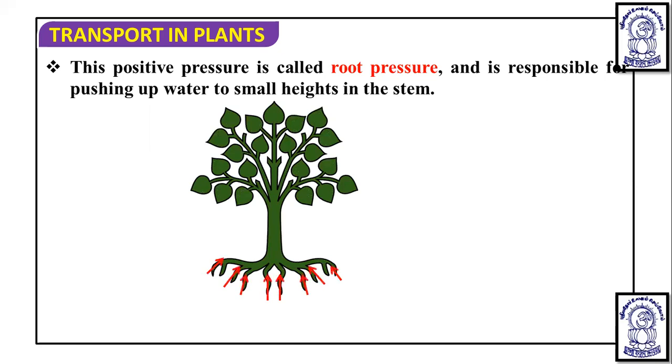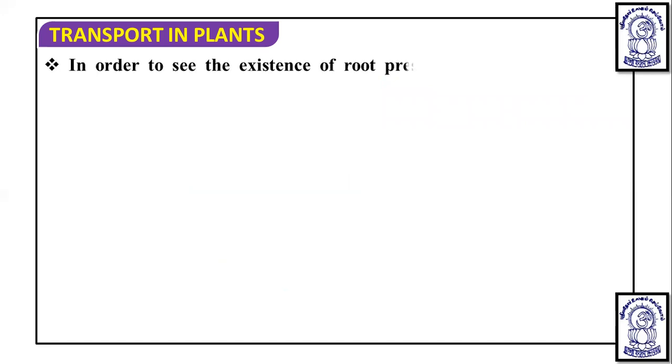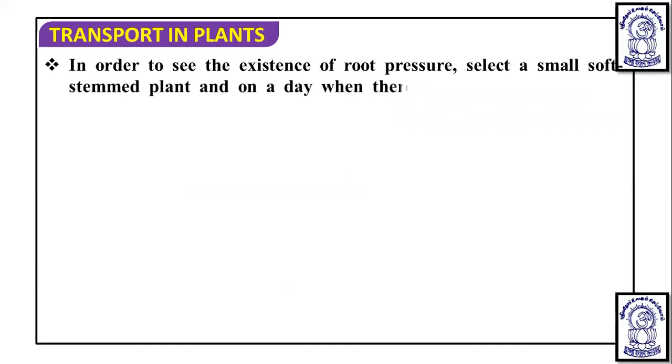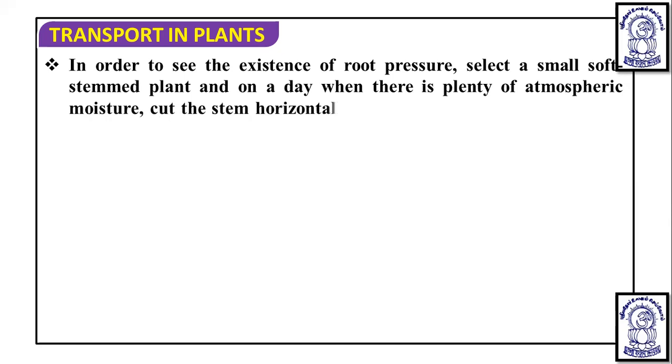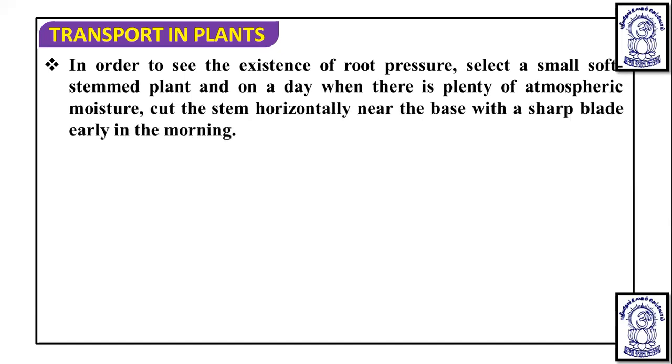So water is absorbed and moves to the upper plant, but this root pressure can push water only up to small heights in the plant. In order to see whether root pressure is developing or not, we have to select a small soft stem plant on a day when there is plenty of atmospheric moisture. We have to cut the soft stemmed plant horizontally near the base with a sharp blade early in the morning.